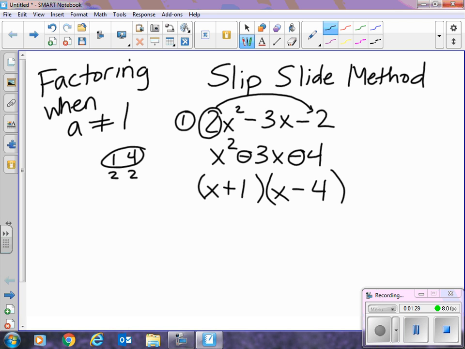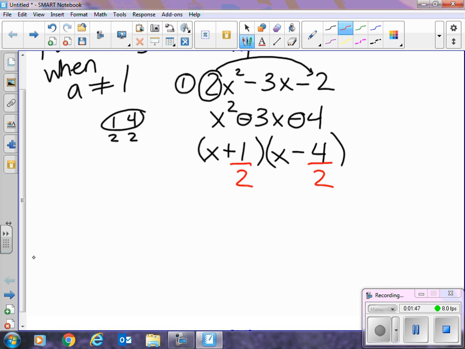All right, so that's the slip part. Now the most important part is to bring back that leading coefficient. You have to slide it back in. You are not finished right now. So you have to divide each constant of your binomials by that leading coefficient. So our leading coefficient was a 2. We have to divide each piece by 2. Right? And now we're ready to write our final factors.